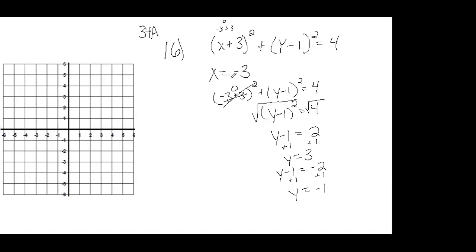So my point started with a negative 3 for x, and I had either y equals 3 or y equals negative 1. So I have 2 points that I can plot on my graph. So if x is negative 3, y could be positive 3, or x is negative 3, y could be negative 1.